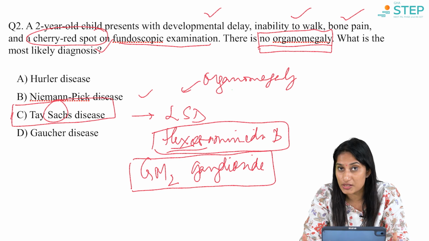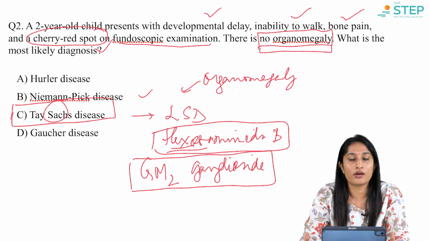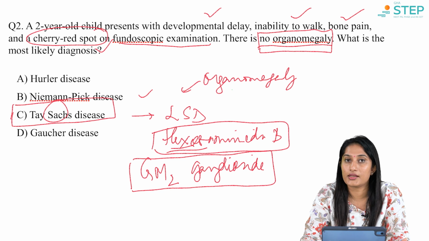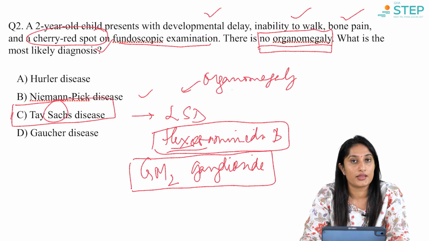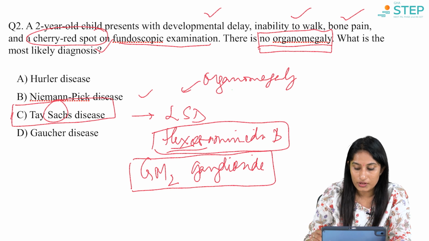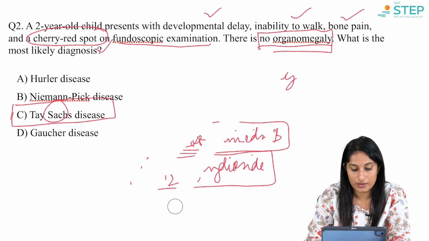So, the child presents with developmental delay, inability to walk, and cherry red spot on the eye examination or the fundoscopic examination. There will not be any kind of organomegaly. So, we can confirm the diagnosis here as the Tay-Sachs disease. What about the other options? So, let's have a quick look at the other options given here.